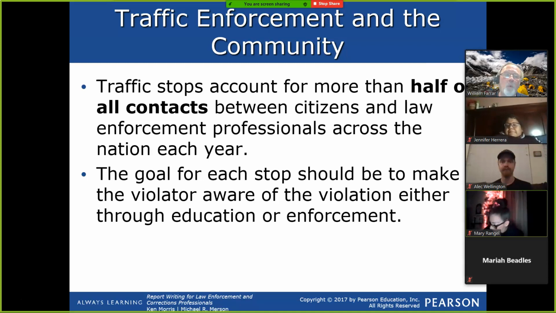Again, traffic stops account for more than half of all contacts between citizens and law enforcement across the nation, and the goal is basically to make the violator aware of the violation, either through education or enforcement. So you can do one of the two. You're not there to lecture them and give them some 5-minute spiel on why they shouldn't speed, but you have the discretion to not write them a citation. You can give them a warning. If you have a written warning, you can give them that, or you can give them a little spiel, but it's not meant to be some long, drawn-out browbeating on why they were going too fast.